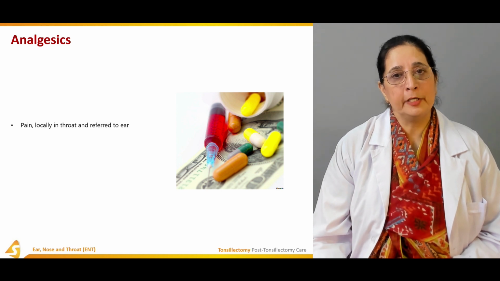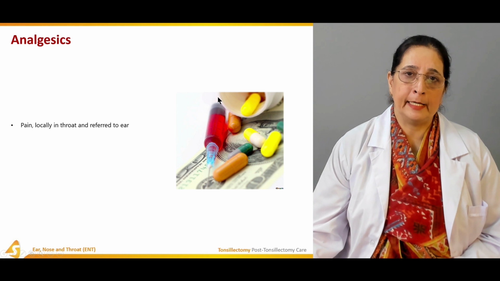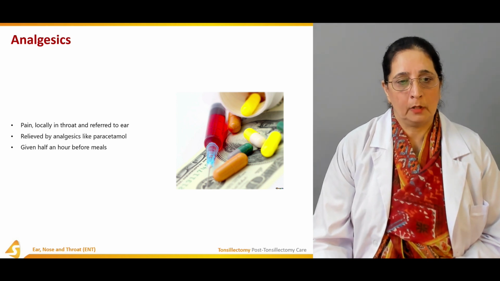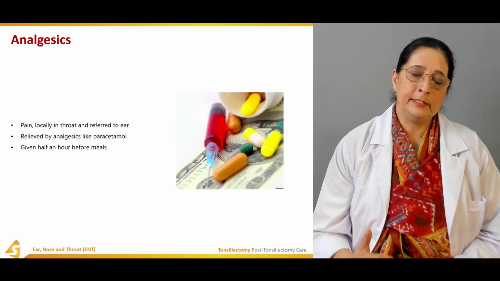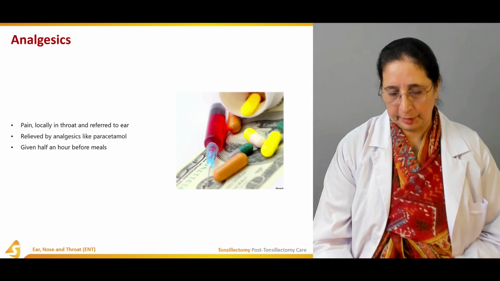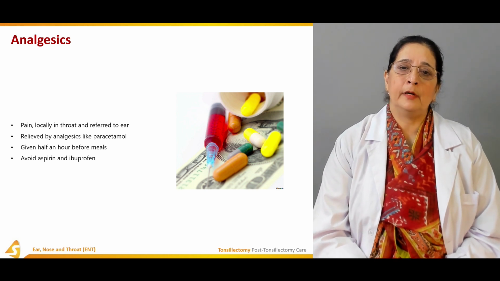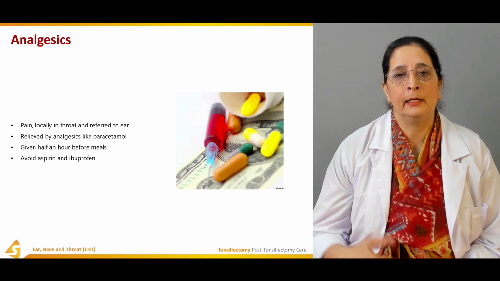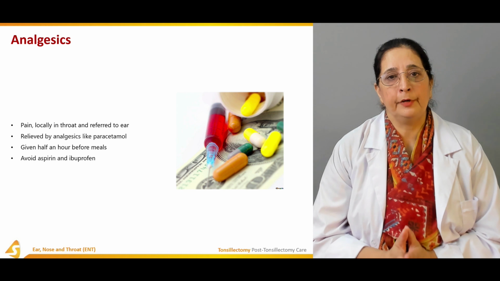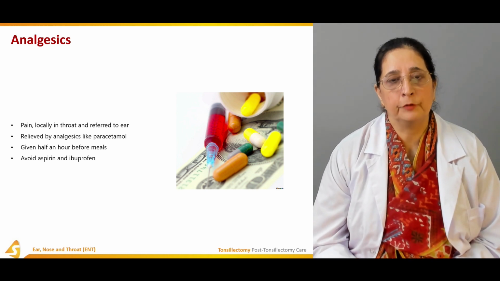Analgesics can be used to reduce the pain. For pain locally in the throat and referred to the ear, we should prescribe analgesics on an as-needed basis. It is relieved by analgesics like paracetamol, given half an hour before meals. Drugs like paracetamol are the preferred analgesics. Avoid aspirin and ibuprofen. Aspirin is a blood thinner, so a patient who already has bleeding or a bleeding problem will have excess bleeding as a result of the use of aspirin. So aspirin and ibuprofen should be avoided. Paracetamol or Tylenol is the analgesic of choice.